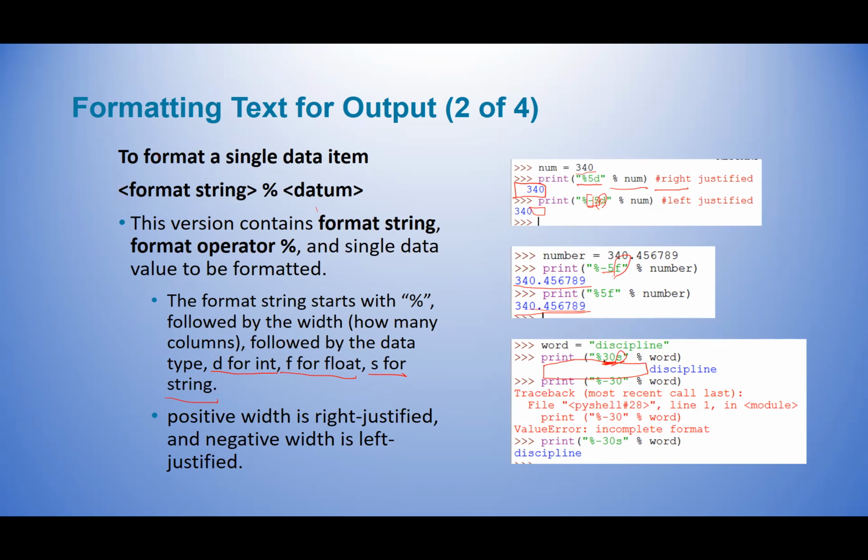It's positive, so it's right justified. And then I wrote this and it's wrong. Why? Because I did not specify the type. So just negative 30 without the type doesn't work. You have to specify the type because it's a string and you put S there. So this is left justified, so it goes to the very beginning. That's the difference between left justified and right justified. Negative is left, positive is right.